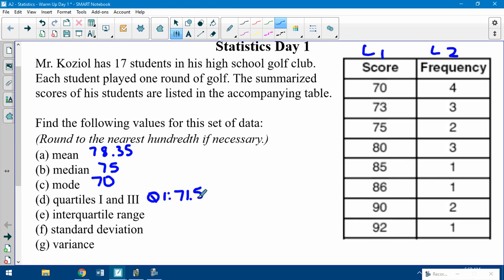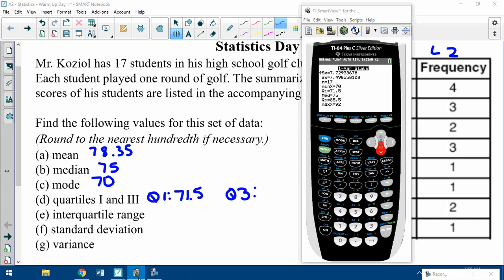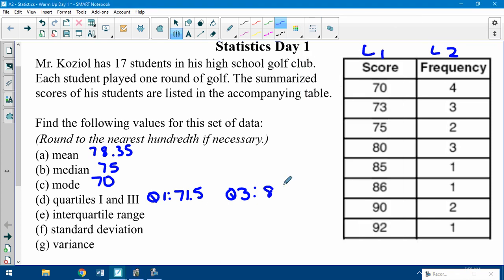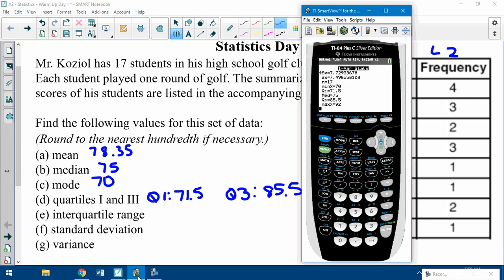So that means 25% of the scores are at or below 71.5 and 75% of the scores are at or below, what did I say? 85.5. Did I get the right quartile one? Did I forget? Yep, 71.5.